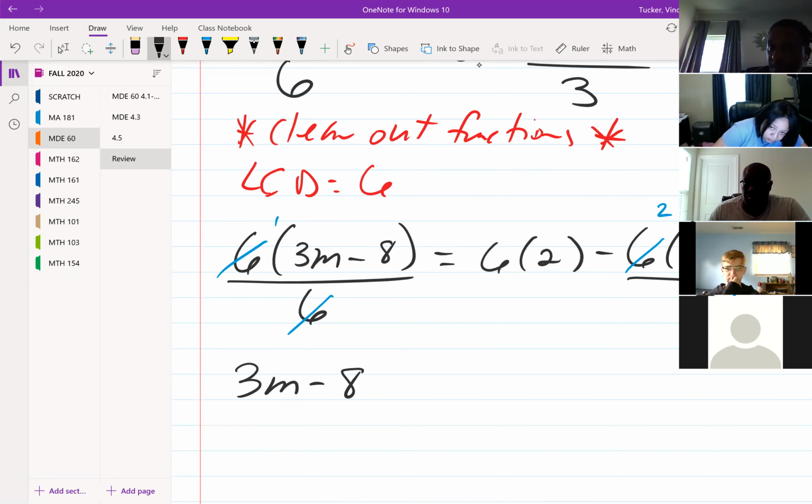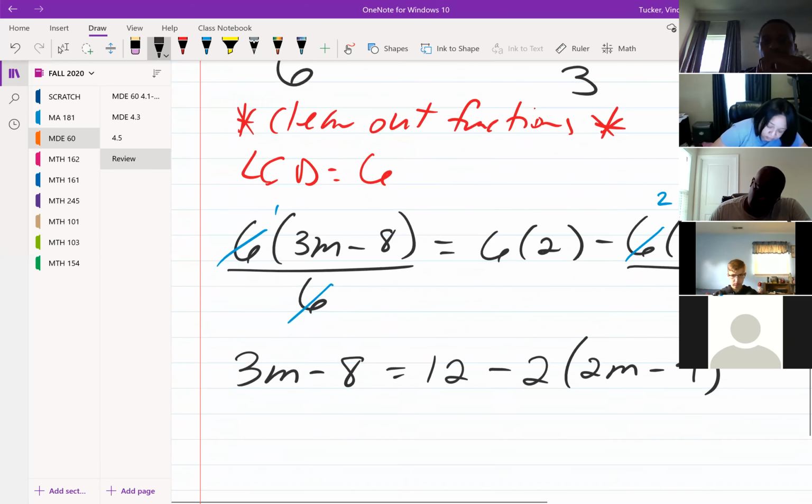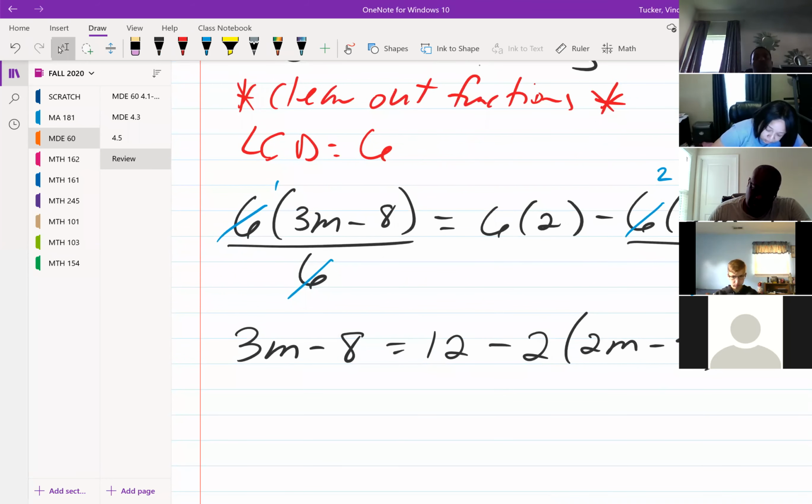So 1 times 3 minus 8, of course, is just 3 minus 8. 6 times 2 is 12. And I'm not going to distribute this yet. Just want to emphasize something before I do my distribution. Questions on how we got where we are?